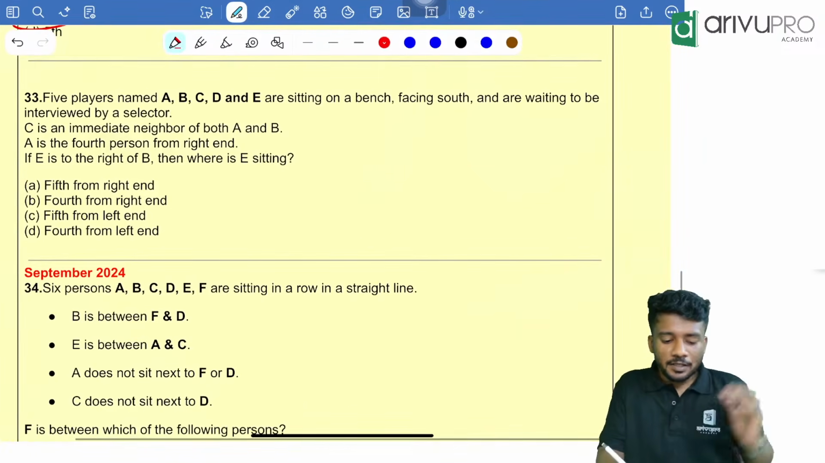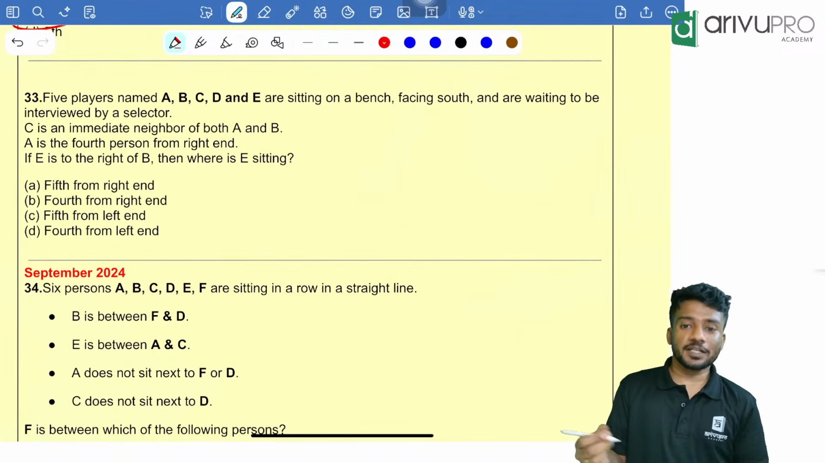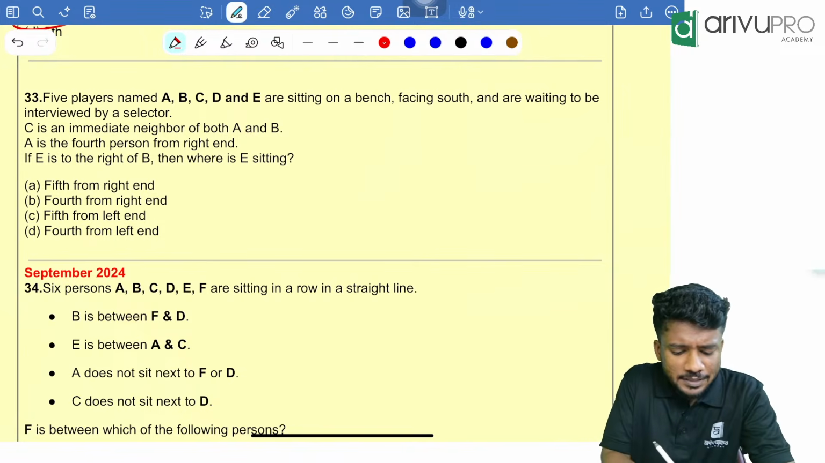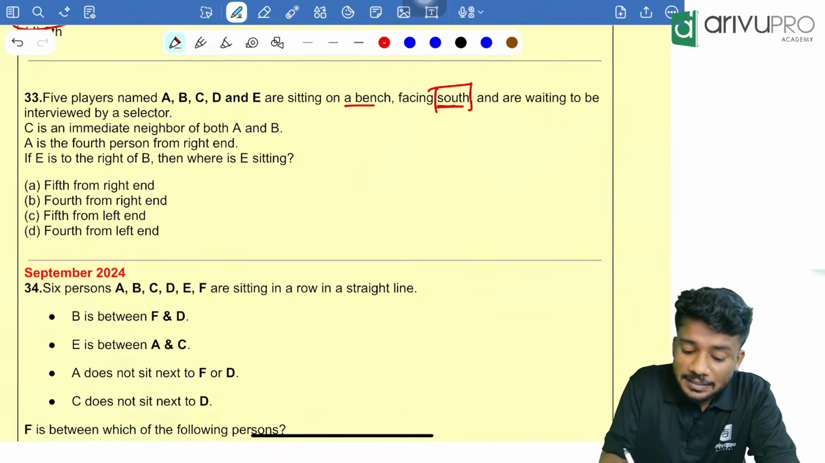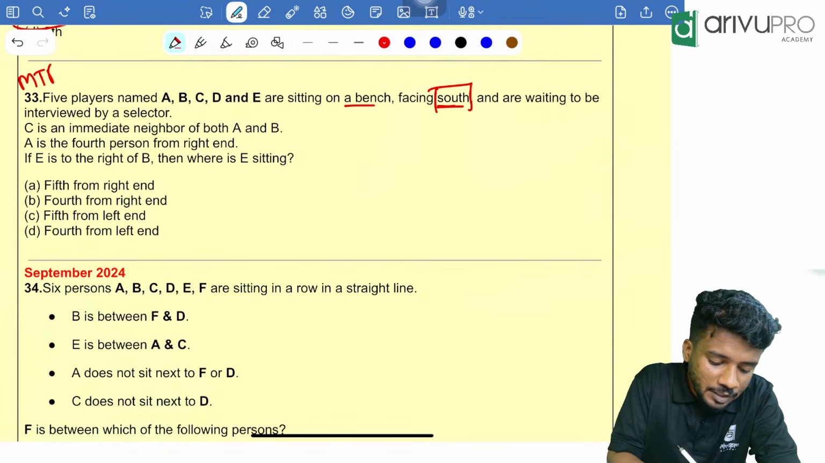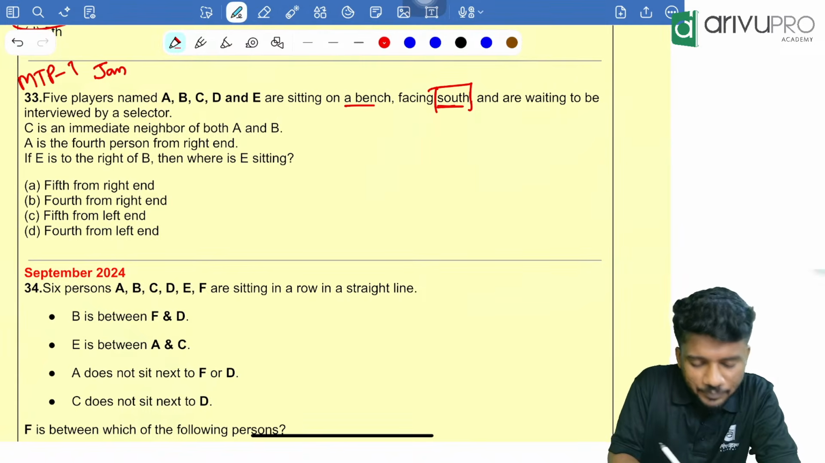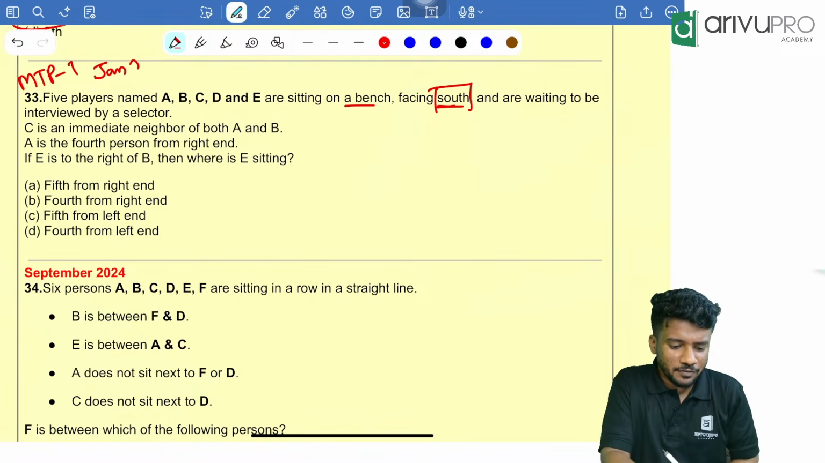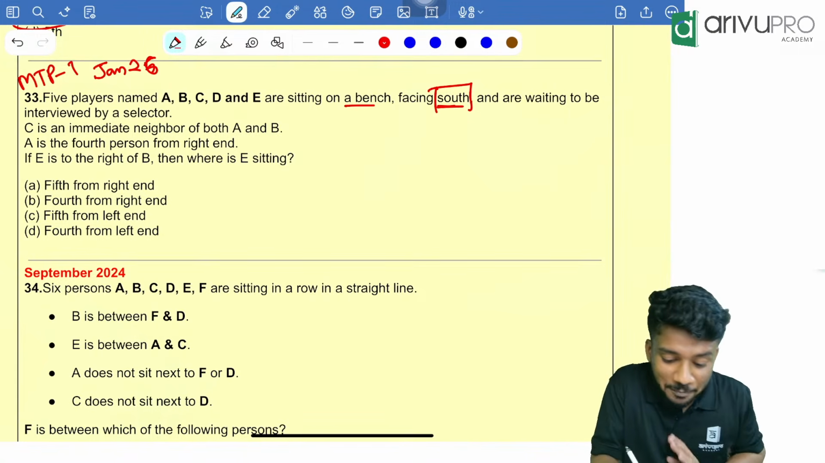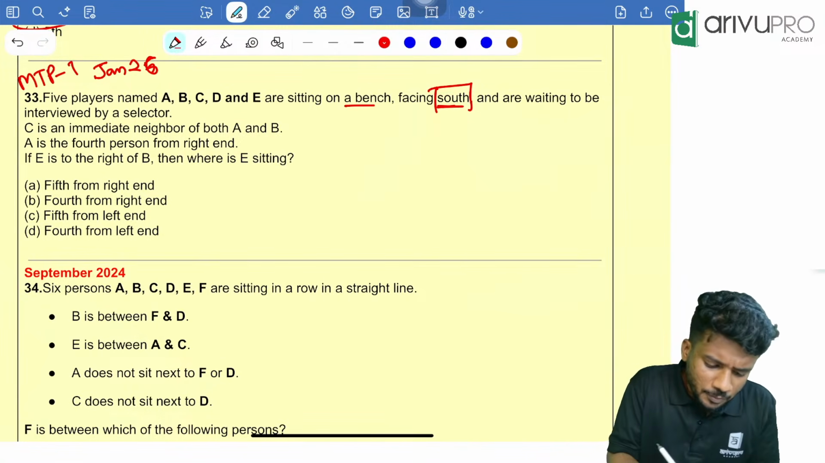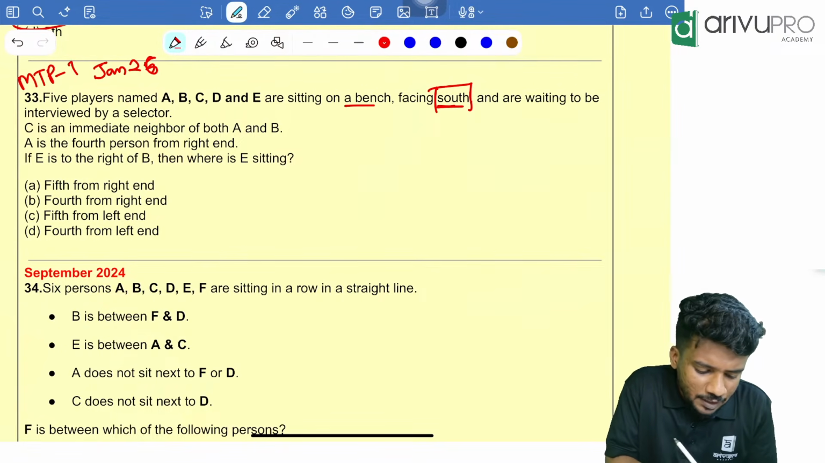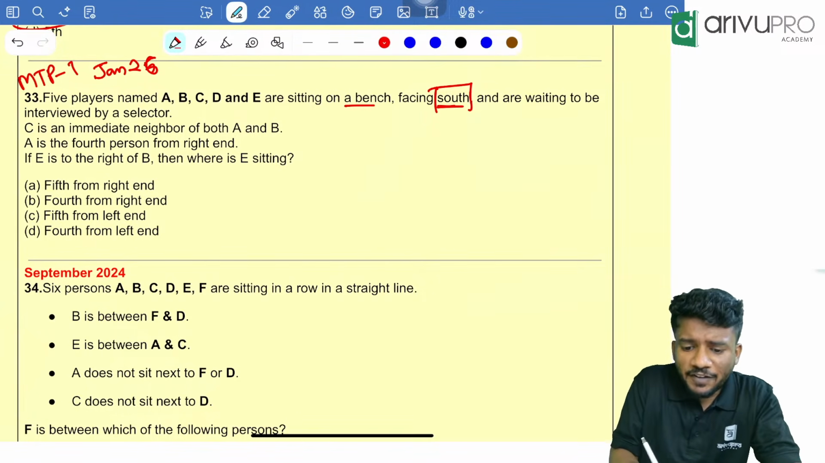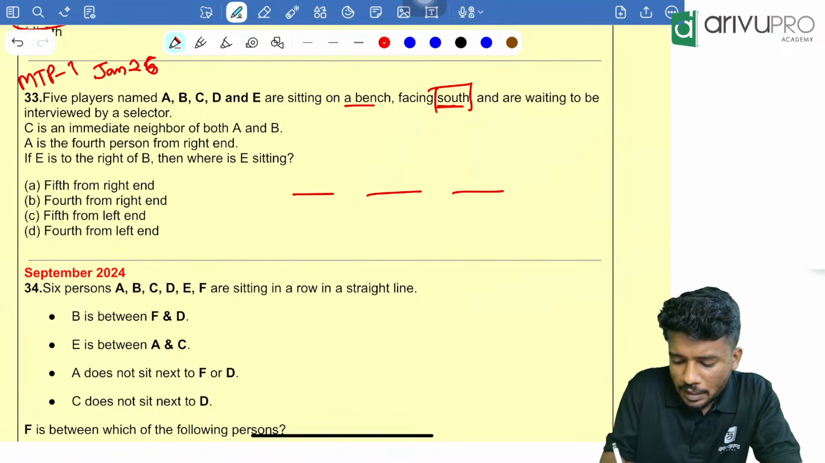Next one, the last question of the June 2024 attempt. 5 players A, B, C, D, E are sitting on a bench facing south. Important: the same type of question was there in MTP1 of our current Jan 26 attempt. They are facing south, to be interviewed by a selector. C is an immediate neighbor of both A and B. A is 4th person from the right end. How many people are there in total? 5 people: 1, 2, 3, 4, 5.